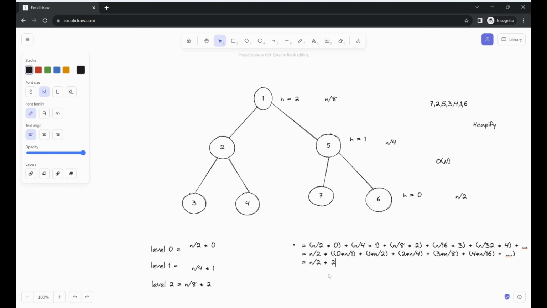So if we cancel 2 and 2 out, what will be the total number of swaps? It would be n when n approaches infinity, right? So the time complexity of heapifying would be n. So when the time complexity is n for n elements, what would it be in big O notation? It would be big O of n. That's what we have here. So the time complexity of creating a heap by heapifying it is big O of n.